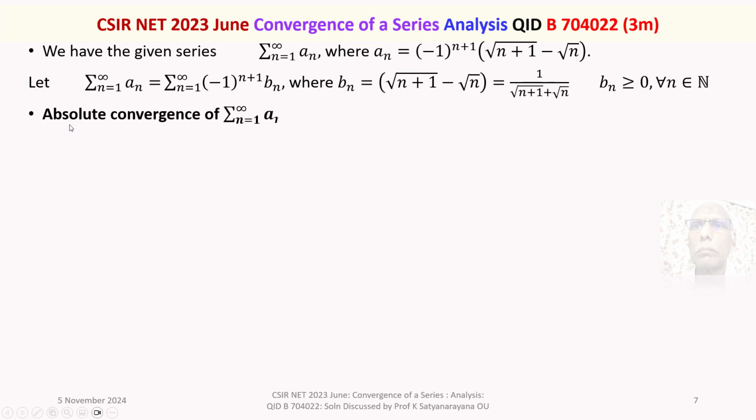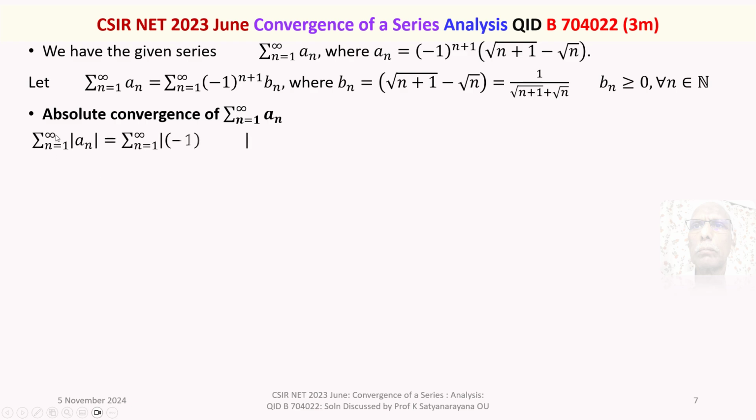Now, we talk about absolute convergence because in option 3 and 4, in option 3, it is conditional convergence. In option 4, it talks about absolute convergence. So in both of the cases, the absolute convergence is needed. Therefore, we discuss the absolute convergence of the given series sigma an.